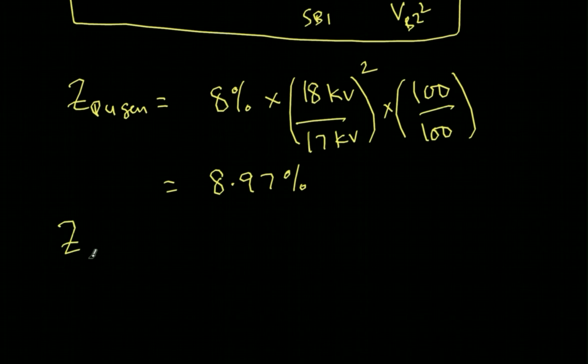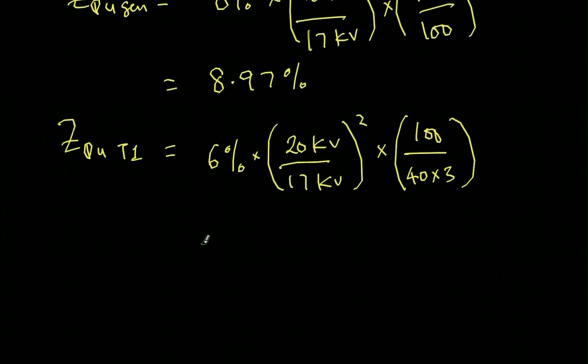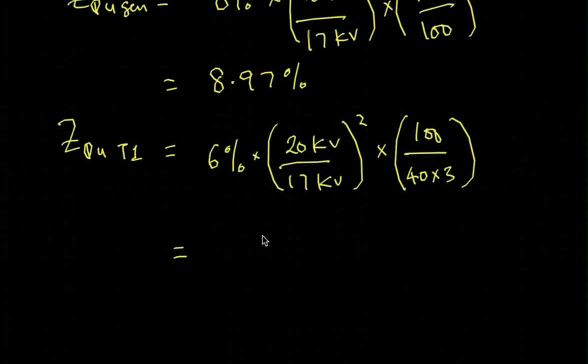So let me find Z per unit of transformer T1. Basically it is 6% and its own voltage is 20 kV but I require it for 17 kV, and then here it is reverse. I require it for 100 MVA base but it is 40 into 3, that is 120 MVA. So this is the way we convert the per unit impedance of transformer T1. So 6 multiplied by 20 by 17 square, then multiplied by 100 and divided by 40 divided by 3. I'm getting 6.92%. Good, so I finished the first region.